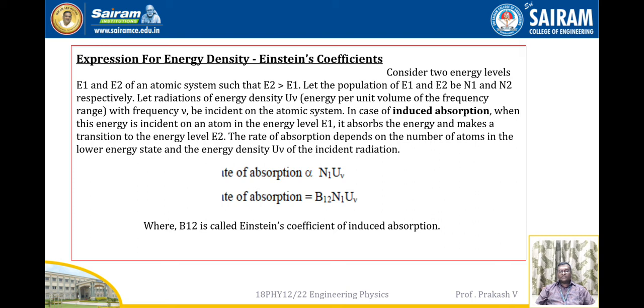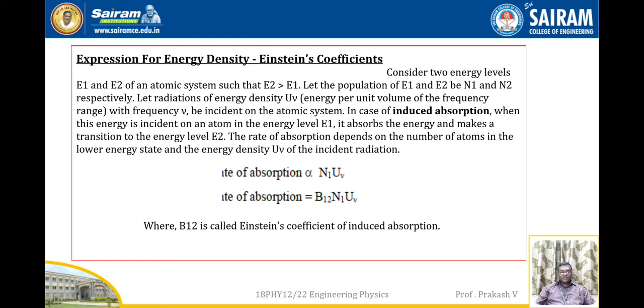So let us consider two energy levels E1 and E2 of an atomic system such that E2 is greater than E1. Let the population of E1 and E2 be N1 and N2 respectively. Let radiations of energy density U mu with frequency mu be incident on the atomic system. In case of induced absorption, when this energy is incident on an atom in the energy level E1, it absorbs the energy and makes a transition to the energy level E2.